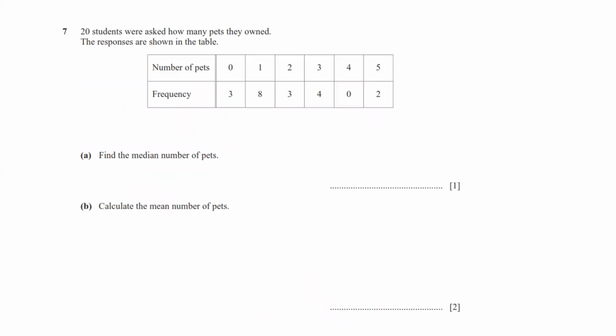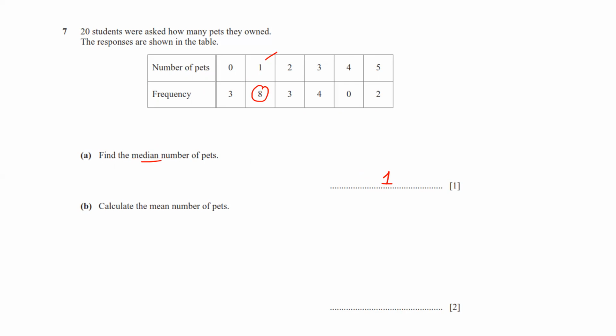Next, question number 7. It says 20 students were asked how many pets they owned. Their responses are shown in the table. The number of pets are shown as 0, 1, 2, 3, 4, 5, along with the frequency. Part A is find the median number of pets. The median is the number with the most replies. 8 are the most number of replies, and the number of pets is 1. So the answer will be 1.